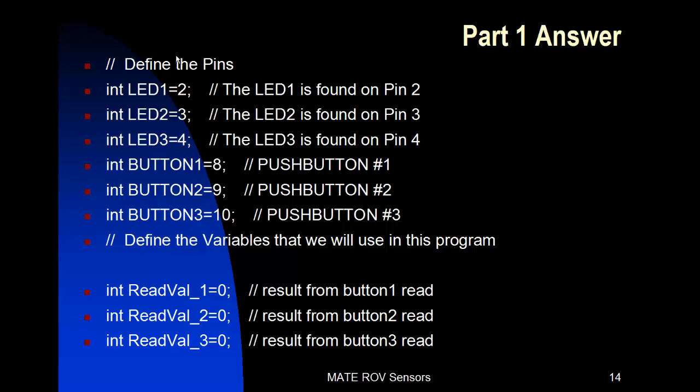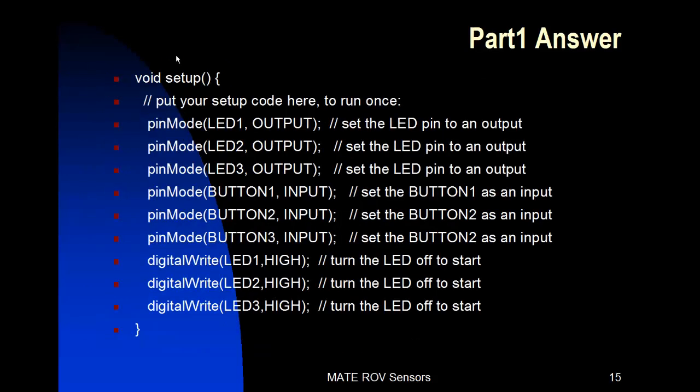And then I did the setup. So for the output pins, LED 1, 2, and 3, I needed to set those as outputs. And the buttons, I needed to set those as inputs. So button 1, 2, and 3 are all inputs. Then I wanted to set the default values of the LEDs and turn them all off to start. And you need to write a high to turn the LED off and a low to turn it on. So there are 3 statements there to turn all 3 LEDs off.